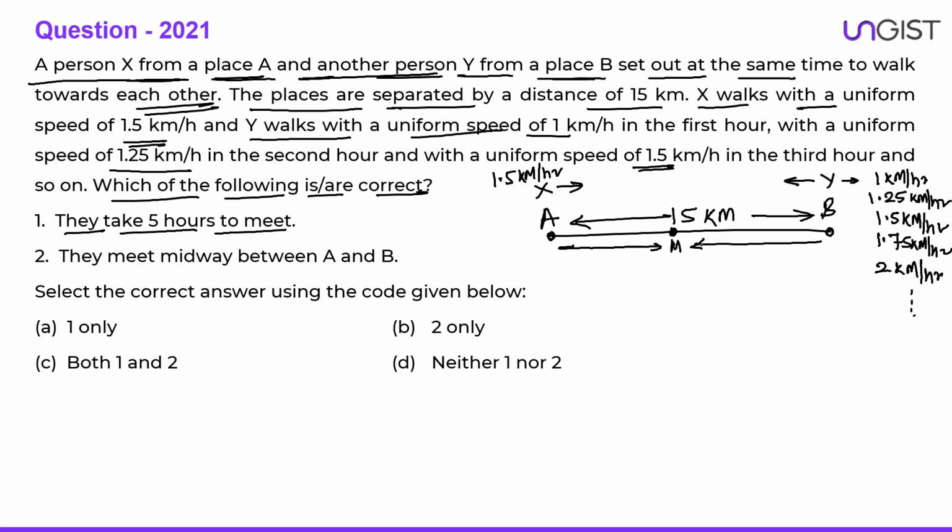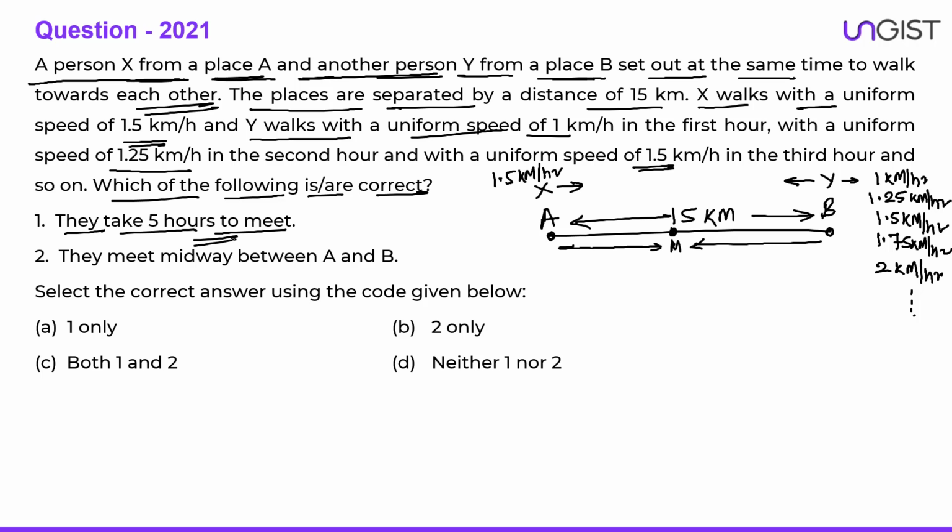So the question is saying they take 5 hours to meet. So just check, in 5 hours, whether the distance covered by X plus the distance covered by Y is exactly 15 kilometers or not. If yes, then obviously they will meet in 5 hours. If it is less than 15 or more than 15, then obviously they won't meet after 5 hours. So it has to be exactly 15 if they are meeting at 5 hours.